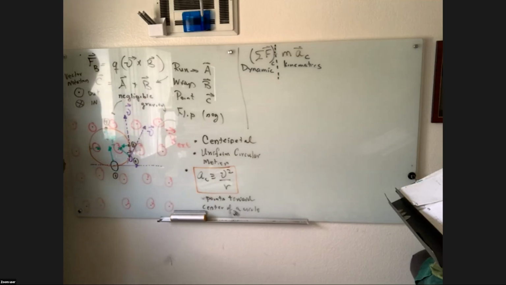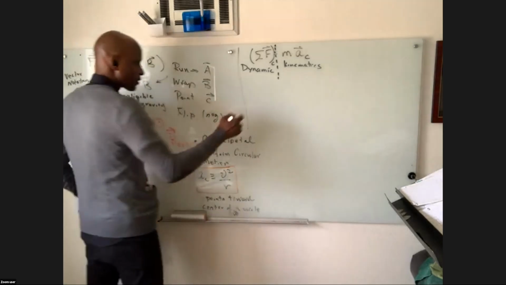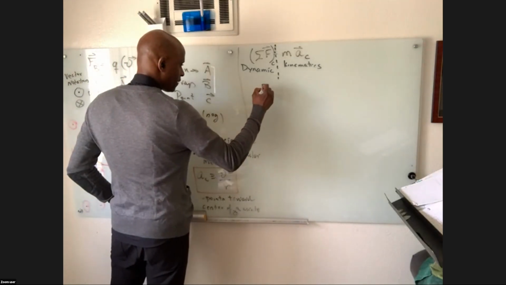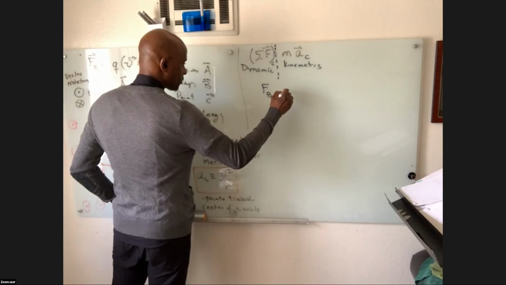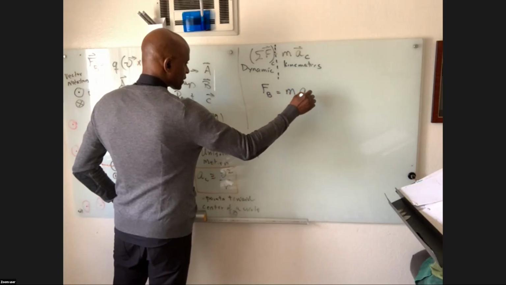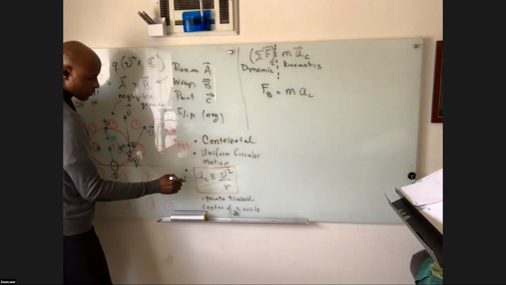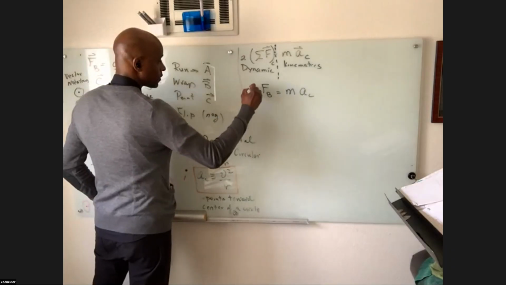we could apply Newton's second law to this problem. We could say that the net force, which is the magnetic force F_B, is equal to the mass times the centripetal acceleration, equation 1, 2, 3.